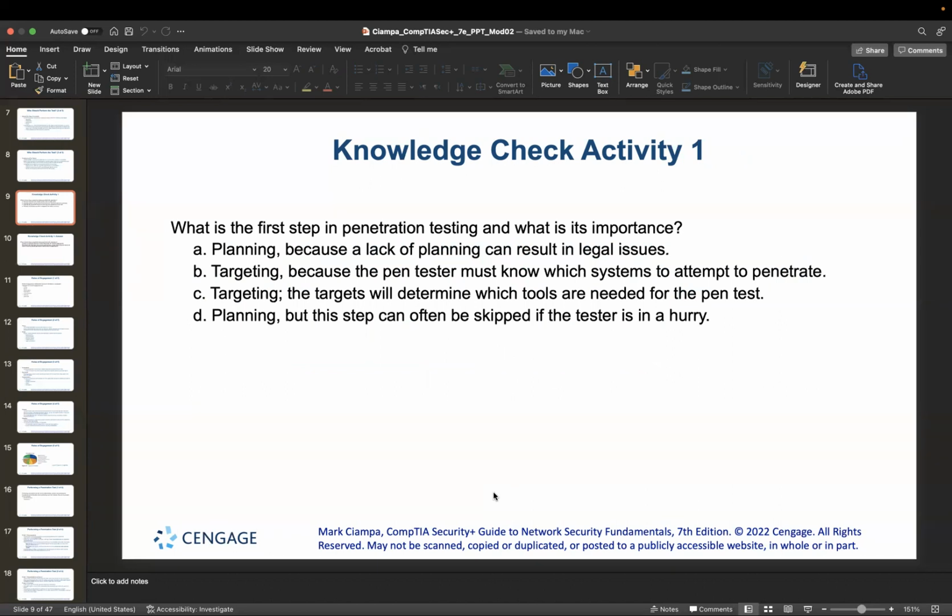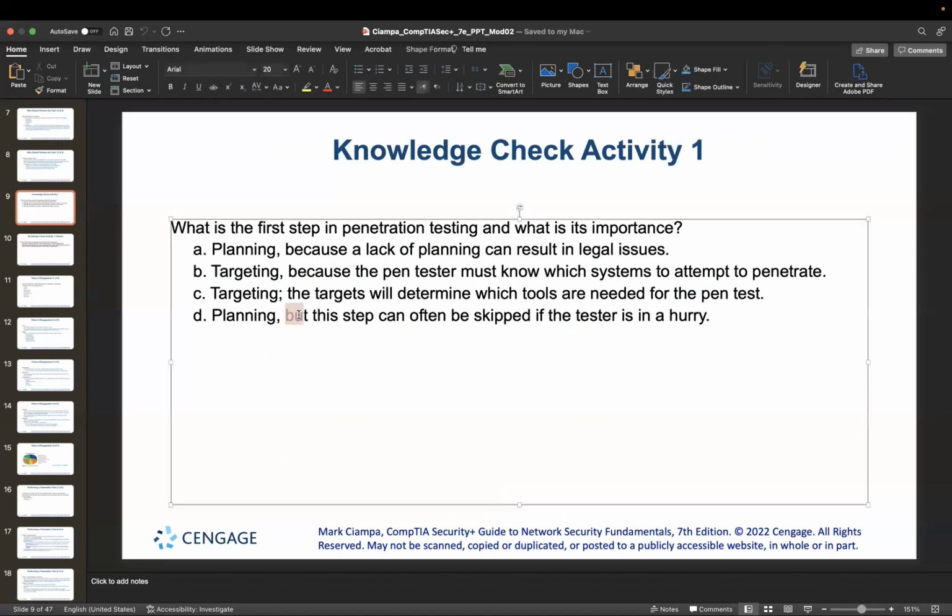A. Why not D? Mainly because this specifies the lack of planning could result in legal issues with crossing that white hat into the black hat hacker. Right. And why is this one not correct? I mean, that's the opposite of planning. Exactly. This is an oxymoron, right?